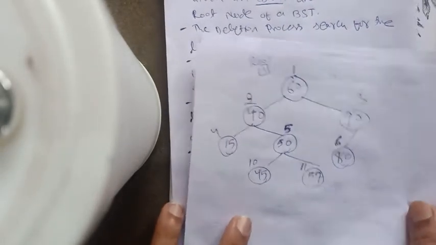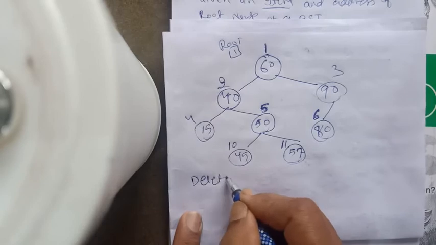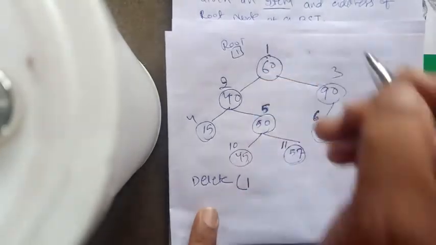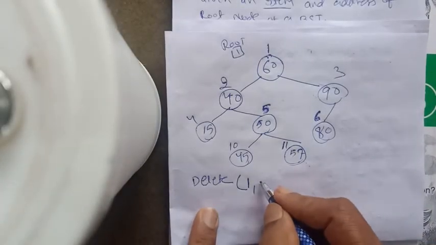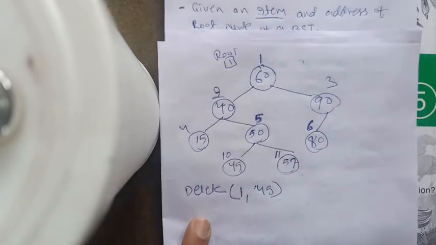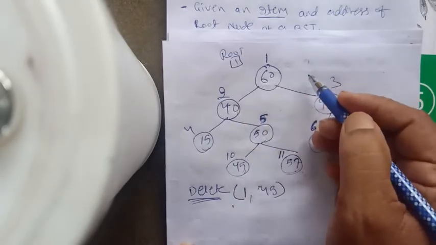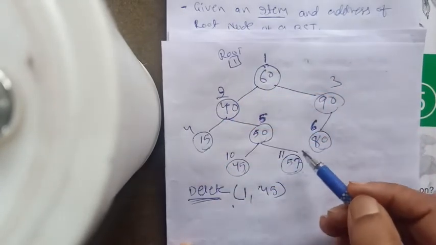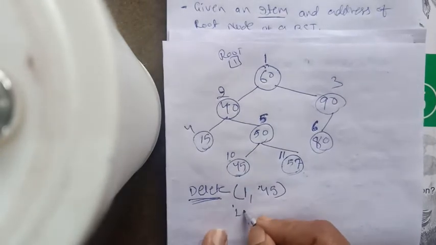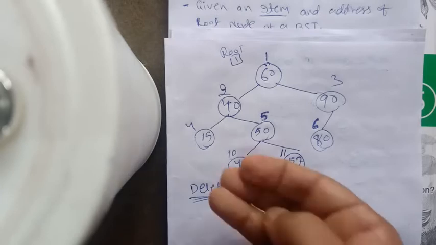Let's see. Suppose this is our binary search tree and we have issued delete. The root node is 1, and then I'll pass an item, let's say 45. First of all, the delete operation will search whether 45 is present in this tree or not. When the search is conducted, 45 will be found at node 10. So the LOC, meaning the address, will be 10. Now the algorithm will remove this node.